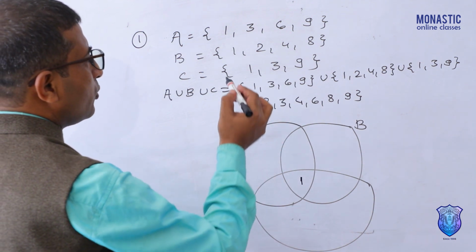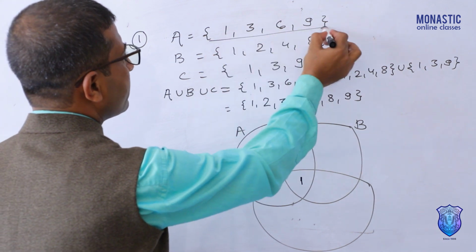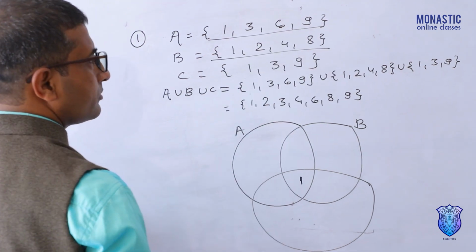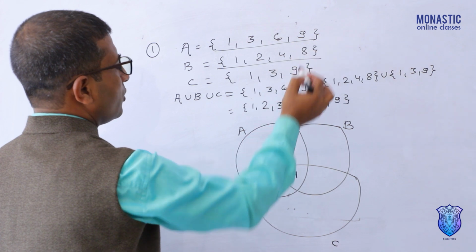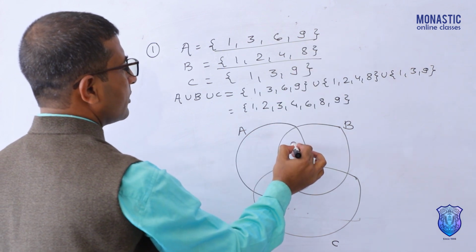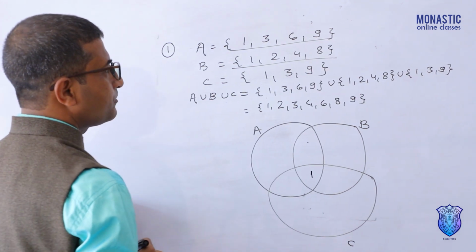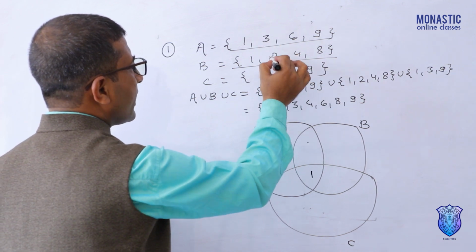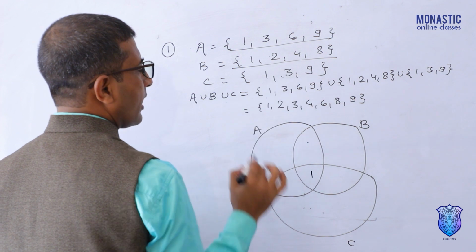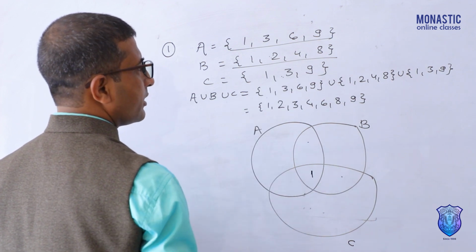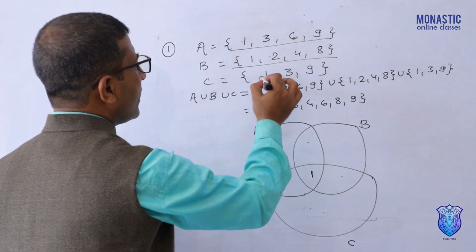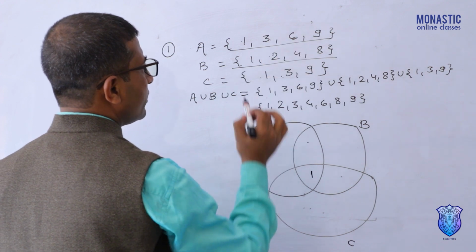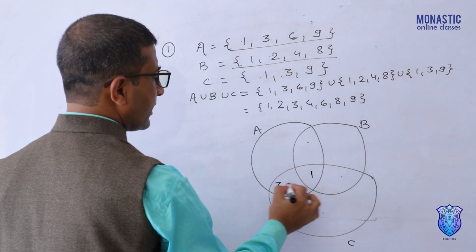Then what we have to look, what are the common elements in A and B? There is no common element, so there we don't have to write anything there. Then we have to look common elements in B and C. Only 1 is there, so we don't have to write anything there. Then in A and C, here 3 and 9 are the common elements.